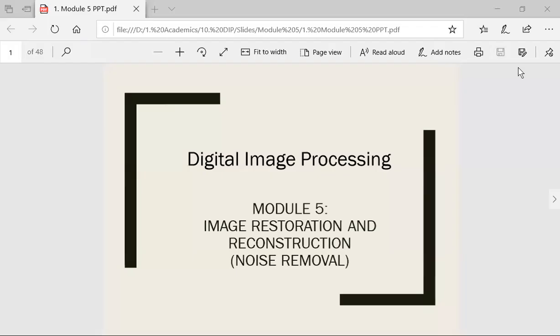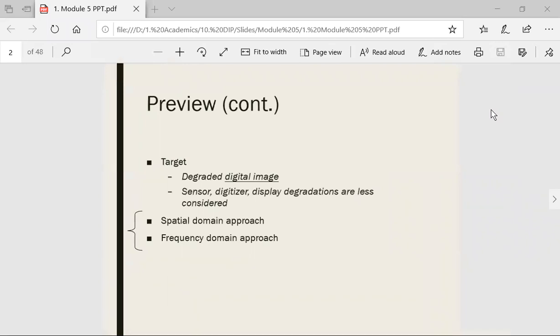Hi everyone. Now I'll be giving a demonstration on module 5, that is image restoration and reconstruction, that is noise removal. Okay, so the target is degraded digital images. Degraded digital image is all about the image which is very poor in giving the information to us. Sensor, digitizer, display, degradients are less considered here. So it is a combination of module 3 as well as module 4.